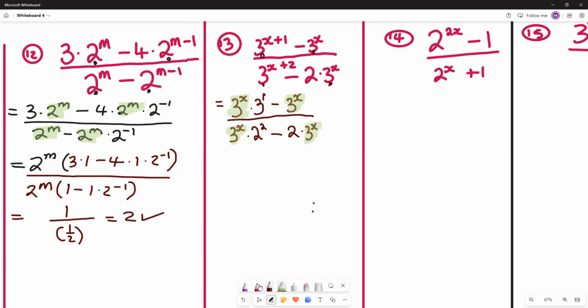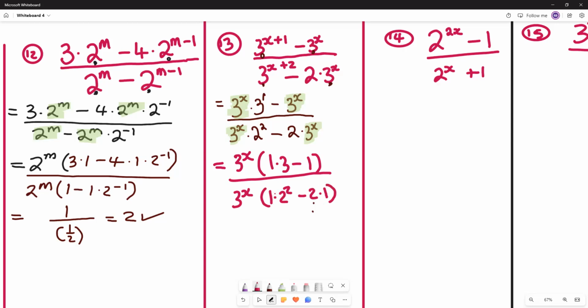Perfect. So now in this case, we are going to take out our common factor, right? Then you can see that at the top is 3 to the x as your common factor. And then you're going to have 1 times 3 minus 1. Do you see it? Then at the bottom, your common factor is 3 to the power x again. And then you're going to have 1 times 2 squared minus 2 times 1. You can see that everywhere where there was a highlighter, you replaced with 1. This guy cancels that guy. And at the top, you're going to have 3 times 1 minus 1, which gives you 2. At the bottom, you're going to have 1 times 4 minus that, which gives you 2 as well, right?